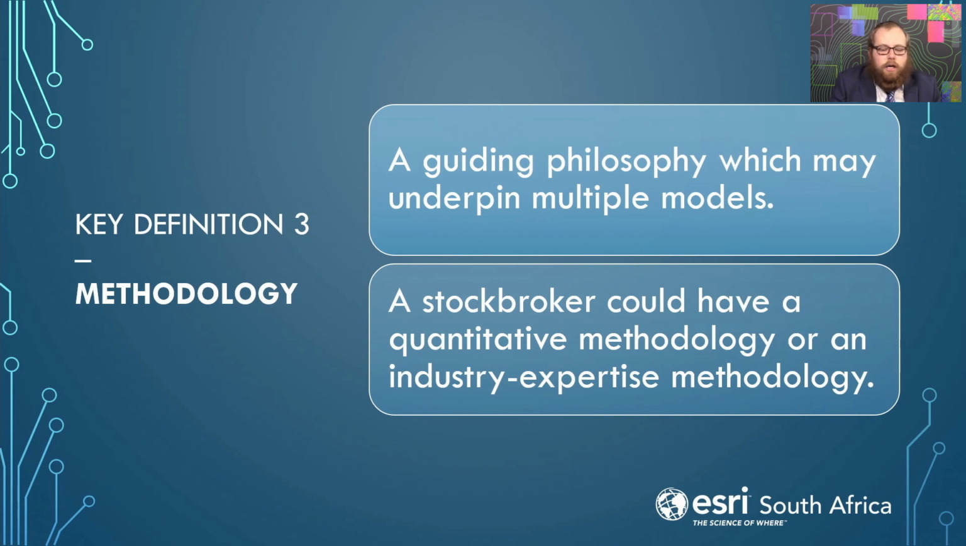And a methodology typically underlies an entire business. An entire business has a unified methodology of how it approaches things. A final term which is sometimes used is process, and I think of process as synonymous with algorithm. We'll use the term algorithm in this presentation.